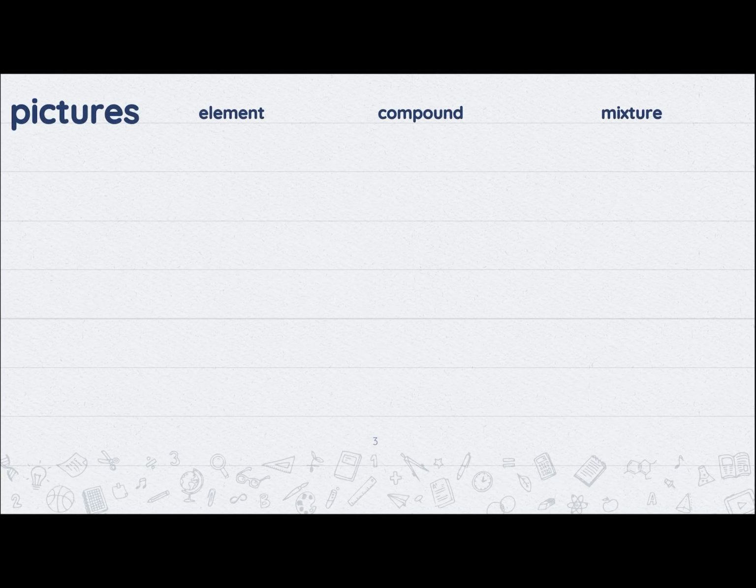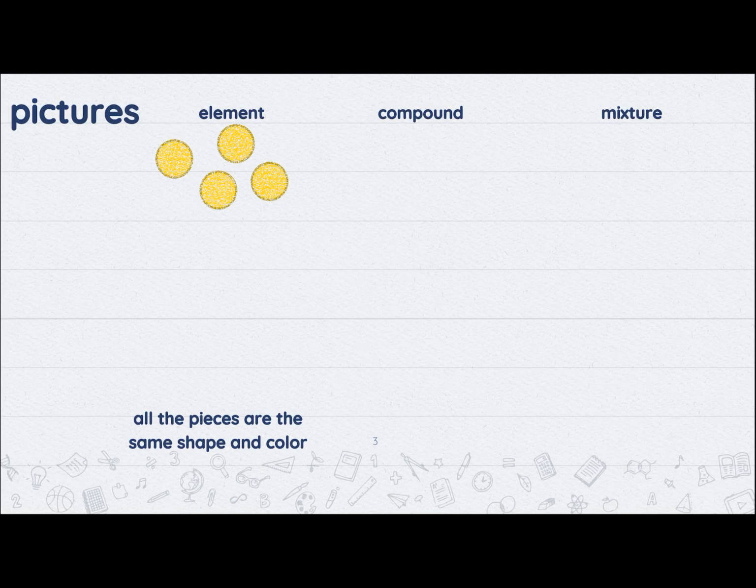So now that we remembered what they are, let's talk about when we're looking at different examples, how we can tell what is what. And the first way that we're going to do this for the next couple of assignments is going to be looking at pictures. So when I'm looking at a picture of an element, all of the pieces are the same shape and the same color. So here I have all yellow circles, all blue triangles, or purple pentagons.